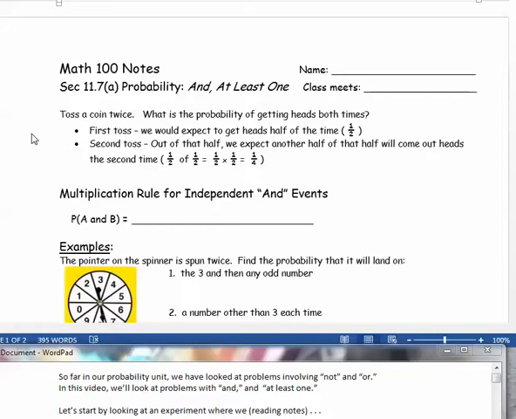Well, on the first toss, there's heads and tails, so we would expect to get heads half of the time. To get it both times, you've got to get it the first time. So out of that half that we get it the first time, we expect another half of that original half to come out heads the second time. So half of a half would be the fraction that we expect to be heads both times. To find half of half, we multiply a half times a half, which means a fourth of the time we'd get heads both times.